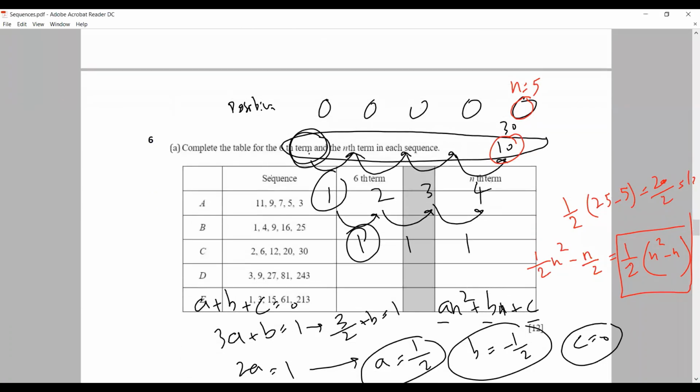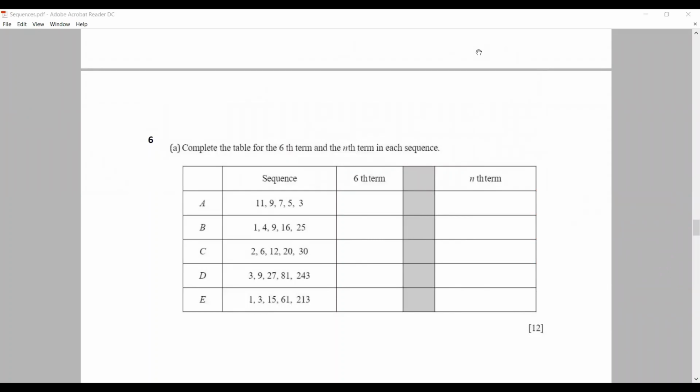And question number 6, it's a lengthy question. Part A alone carries 12 marks. So now I've given 5 different sequences. So let's find out what's going on in sequence A. Each time we're deducting 2, right? That's what's going on. So this is the 5th term. The 6th term is 3 minus 2, which is 1.